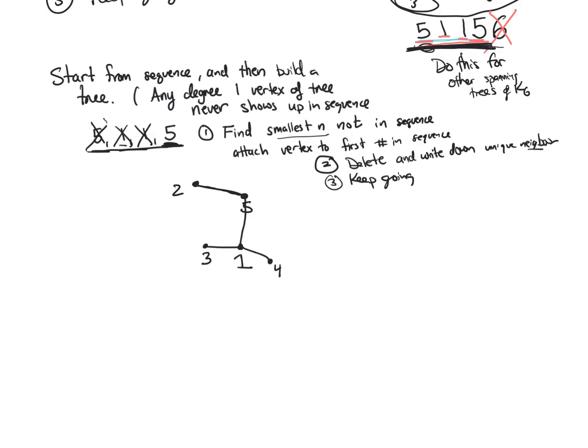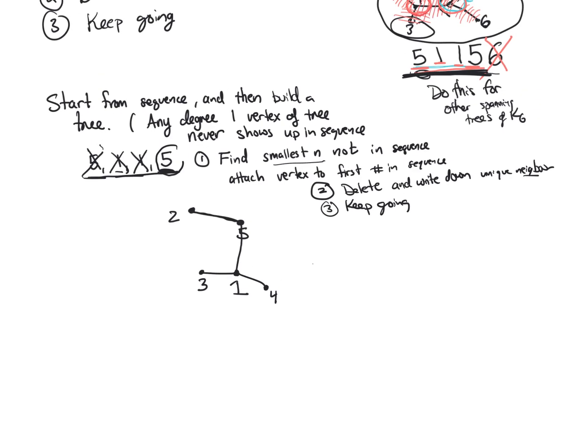Finally, once you've done this, remember there was one more vertex to add, the largest one. And the largest one just gets connected. As we saw, this is really a sequence with n-1 letters with the largest one always at the end. And it gets attached to the last vertex of the sequence.